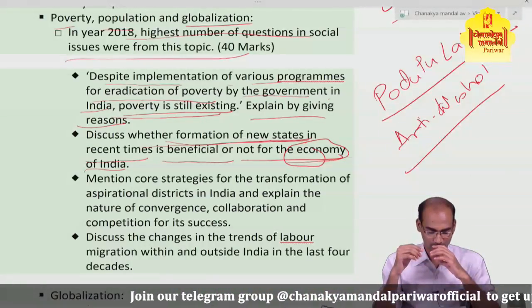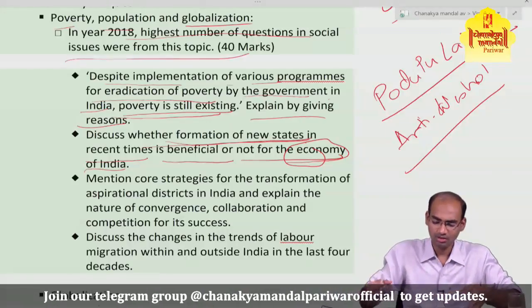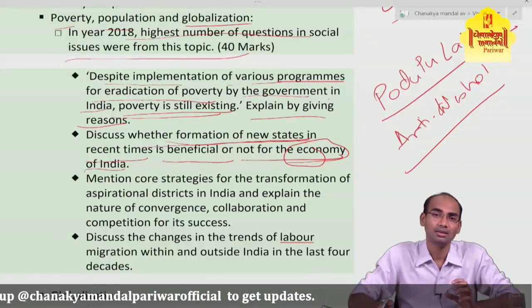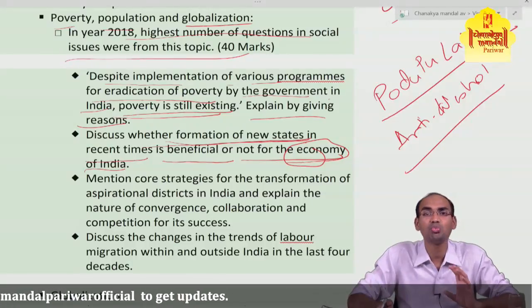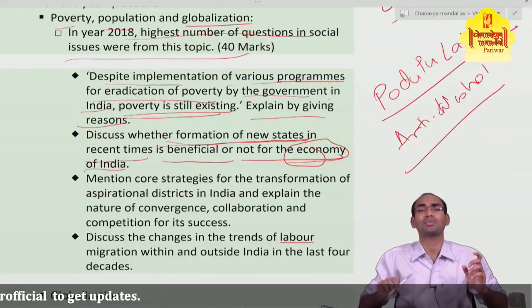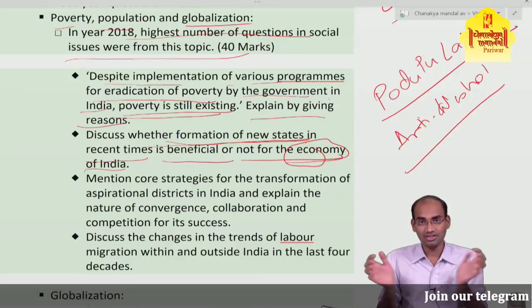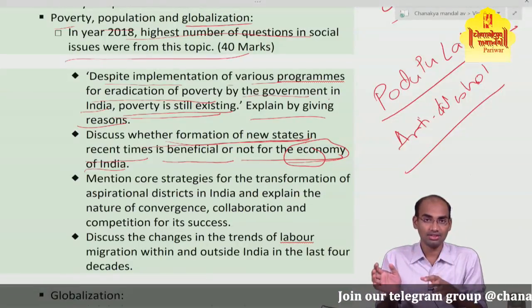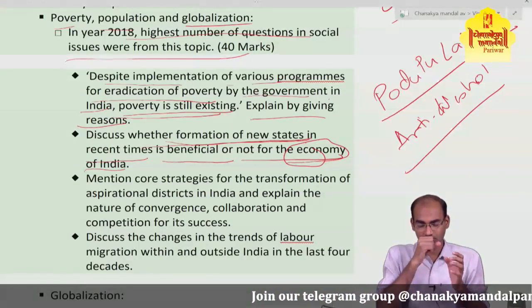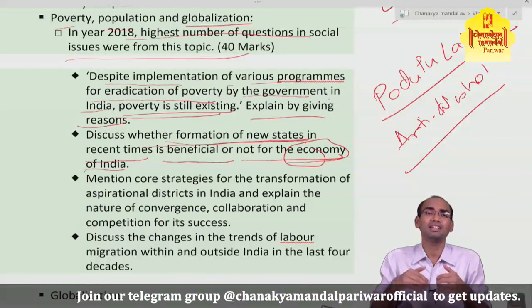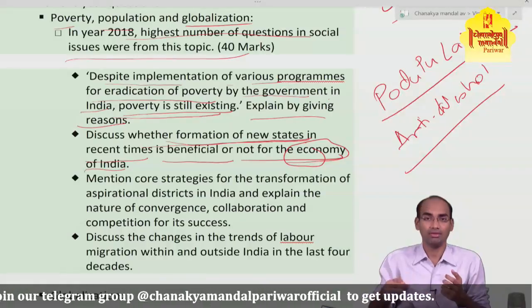So you have to first mention the possible advantages of creating small states. What are the possible advantages? First, it is good for governing. As the state is smaller, there is less diversity, so that government can reach the grassroots level.